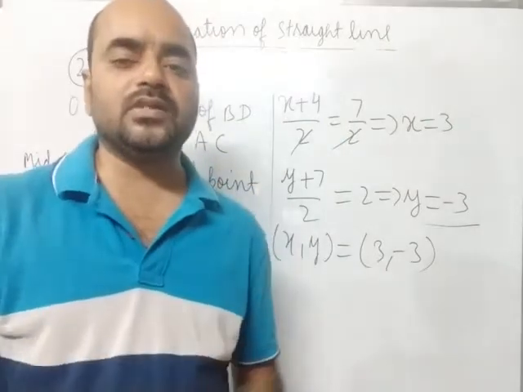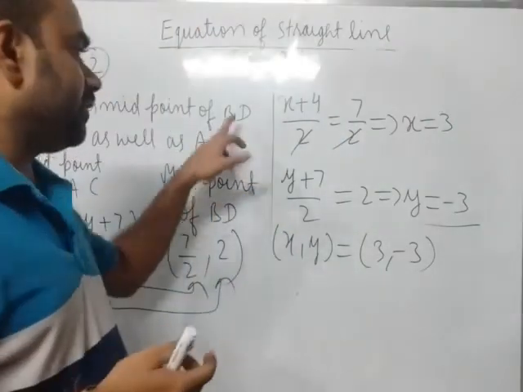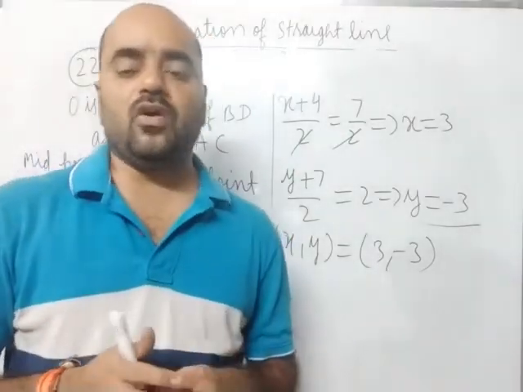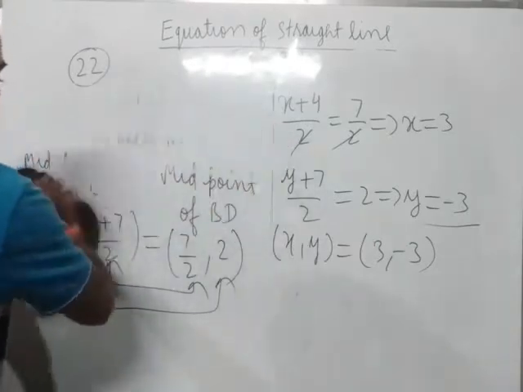Now the second part. 2 points are given. We have to find the equation of the diagonal BD. Already 2 points are given, so we can use the 2-point form. See, I am directly using it.